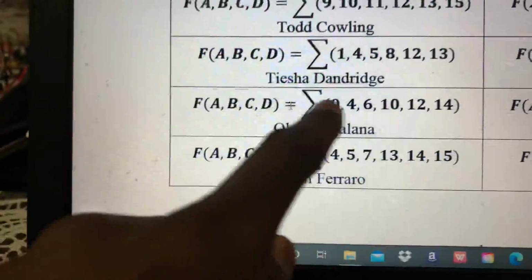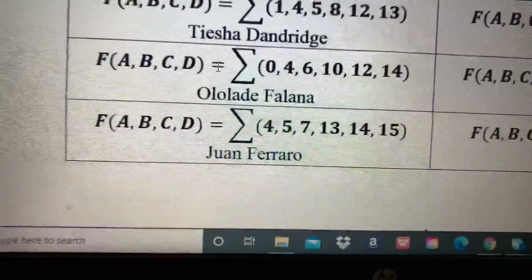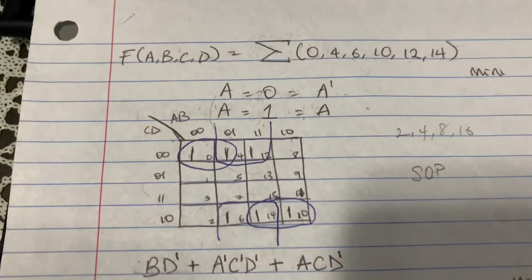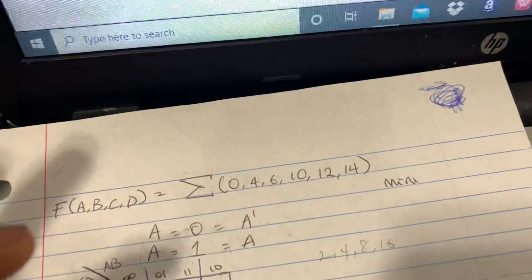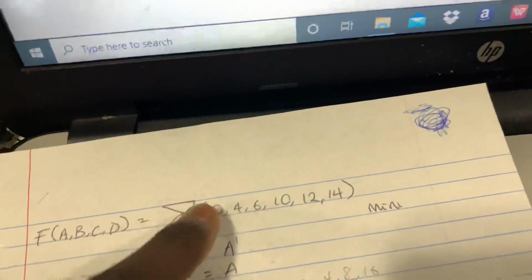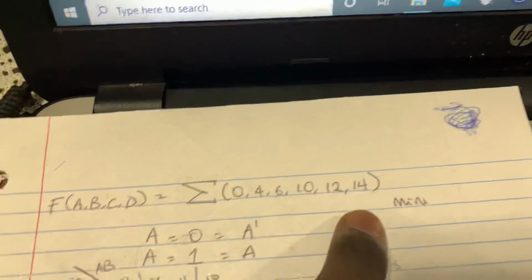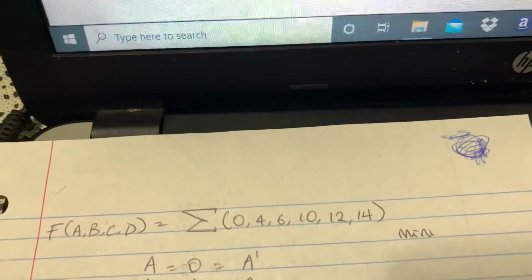I was given this equation that I had to find the minterm and maxterm, and also derive the truth table, which I was able to do here. So this is the minterm. So right here, we know that when it's on any of these numbers, 0, 4, 6, 10, 12, 14, the lights should be on. And any number other than that, it should be off. So here's my minterm.